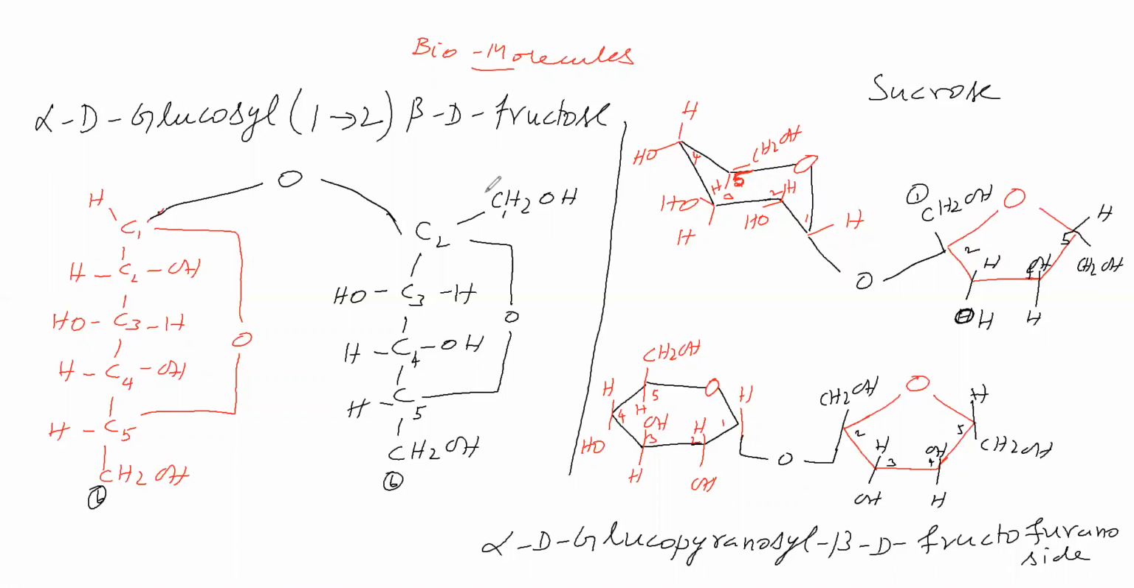Next, we will take another disaccharide. The next disaccharide is maltose. Maltose contains alpha-D-(+)-glucose units; it contains two alpha-D-(+)-glucose units. Maltose is a disaccharide, in which two monosaccharides are there. What are those? Alpha-D-(+)-glucose.